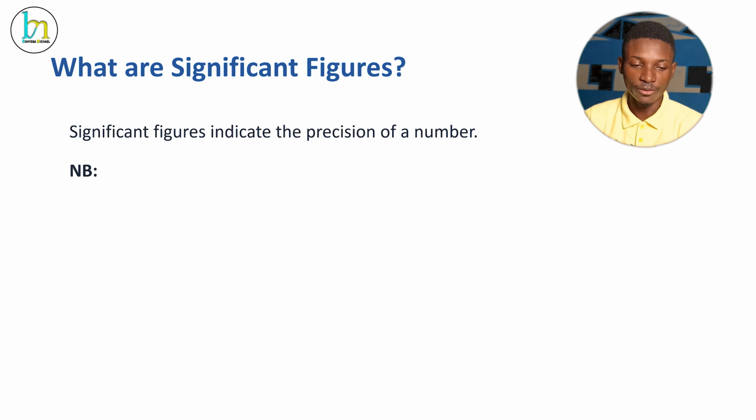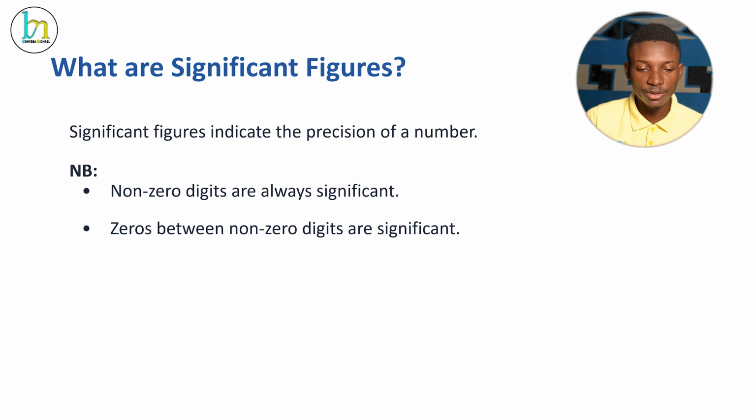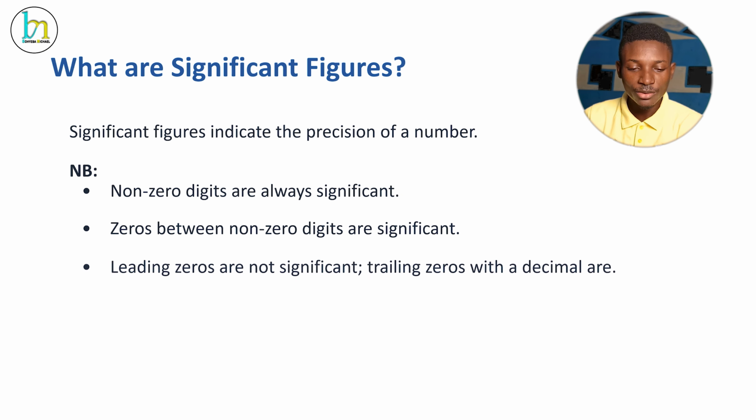Now let's note the following, from the previous lesson. Non-zero digits are always significant figures, so bear that in mind. Zeros between non-zero digits are significant. Leading zeros are not significant. Trailing zeros with decimals are significant.